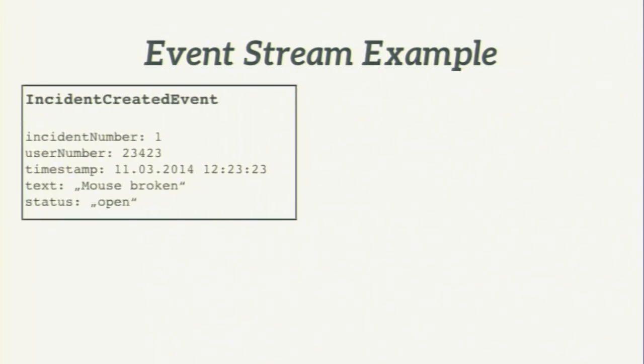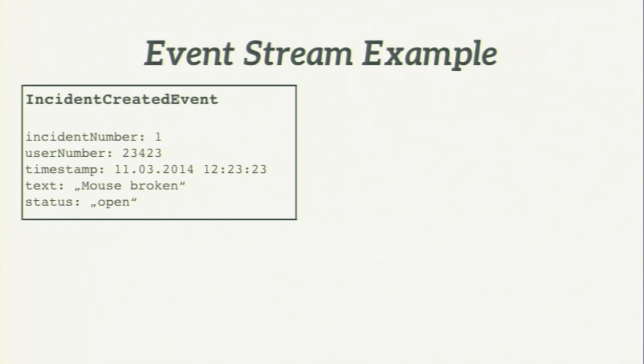We have an incident created event. So in our application, the user clicks in the bug tracker, create new incident, or in some other incident management system, and says, hey, my mouse is broken. It doesn't work anymore. So we could model that as an incident created event. So an incident has been created. In the classical architecture, this would usually be an insert into incident with values, and so on.